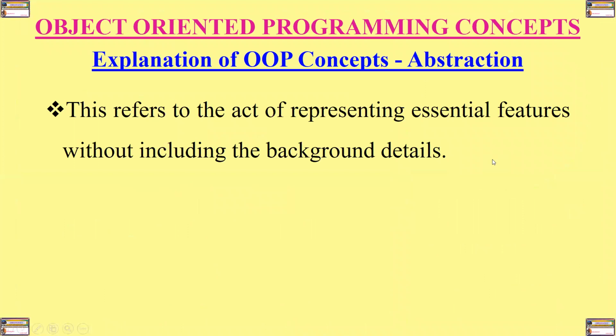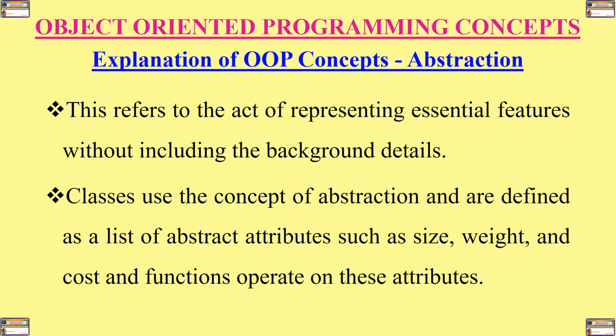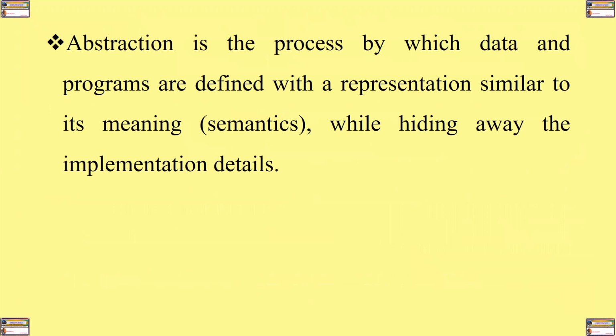What is abstraction? Abstraction refers to the act of representing essential features without including the background details. Classes use the concept of abstraction and are defined as a list of abstract attributes such as size, weight, and cost, and functions operate on these attributes. Abstraction is therefore the process by which data and the programs are defined with a representation similar to its meaning, that is semantics, while hiding away the implementation details.